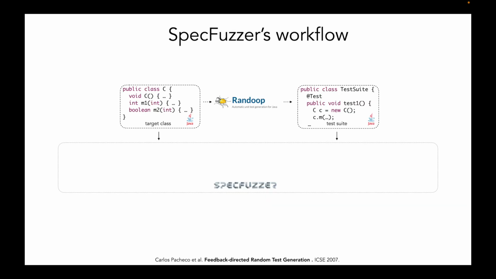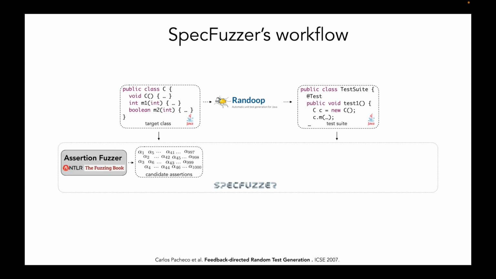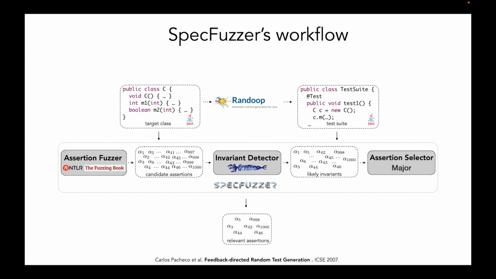Given a target Java class and a test class for it, possibly generated with a test generation tool such as Randoop, the SpecFuzzer workflow is organized in the following pipeline. First, it uses an assertion fuzzer to generate thousands of candidate assertions. Second, the candidates are passed through Daikon, the dynamic invariant detector, to determine the ones that are likely invariants. And finally, an assertion selector takes the valid assertions and produces the most relevant subset of assertions relying on mutation analysis.